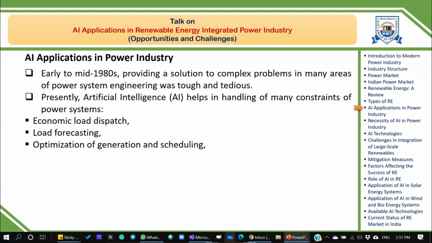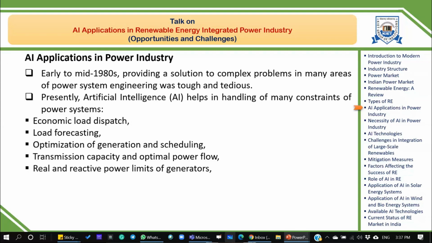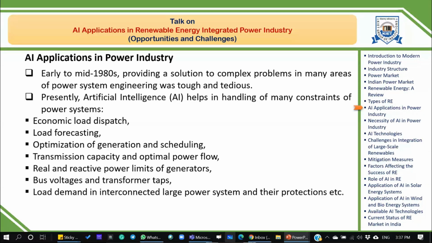Similarly, optimization of generation scheduling, transmission capacity and optimal power flow. So these are some areas where AI can be implemented. Real and reactive power limits of generators, bus voltage and transformer tap: these points initially came into the picture because of the deregulation in the power industry. Now, for solving the same problems, AI has been implemented.